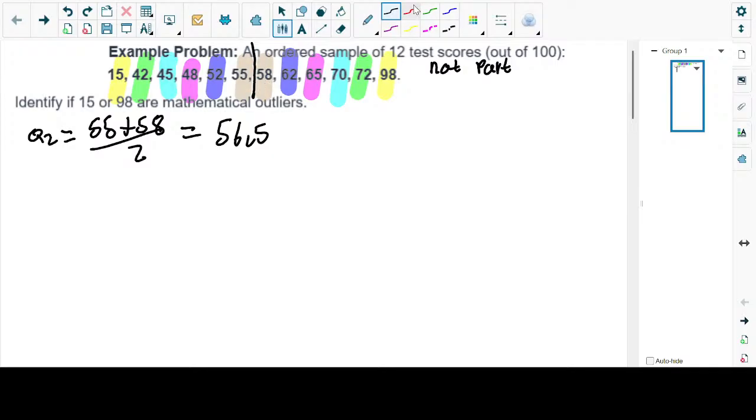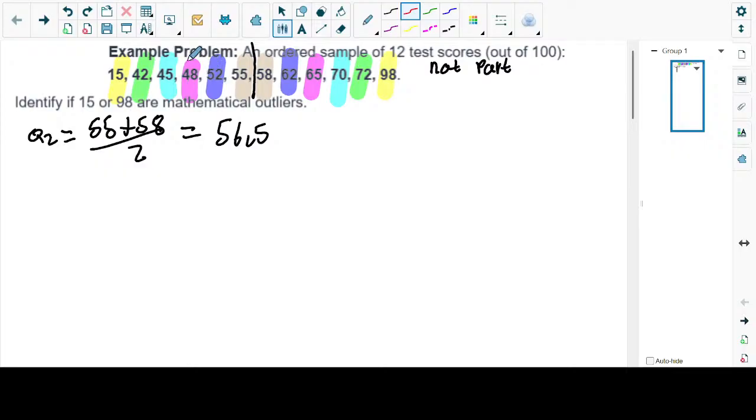Now we are going to check your data. How many values do you have before Q2? How many values do you have after Q2? They should be equal. If they are not equal, you made a mistake. Let's count. 1, 2, 3, 4, 5, 6. And 1, 2, 3, 4, 5, 6. So it's 6 and 6, it's fine.